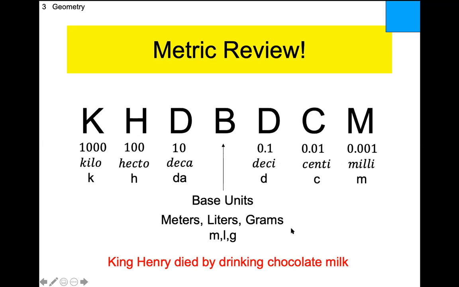How does that help us? Well, remember, to convert from one unit to the next, if we use imperial units, I don't know if you know how many inches are in a mile. Most people don't know that. However, for metric conversions, it makes our life very easy because you only need to remember one thing: King Henry died by drinking chocolate milk.